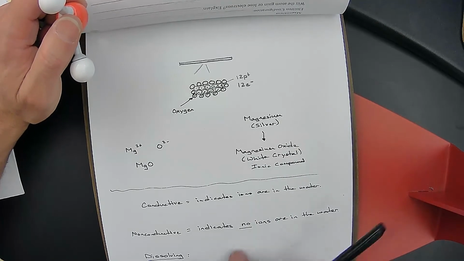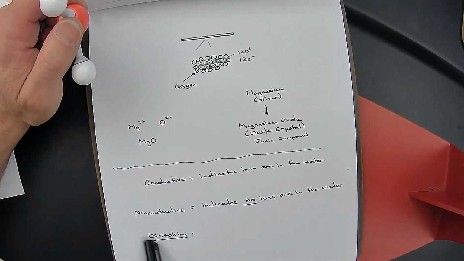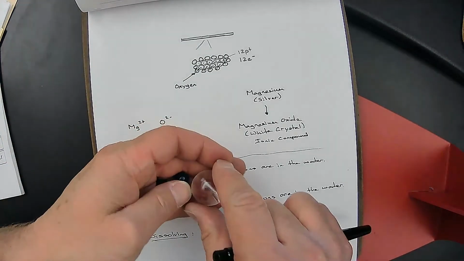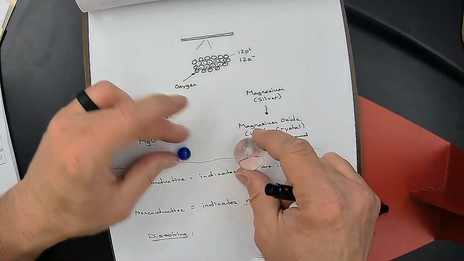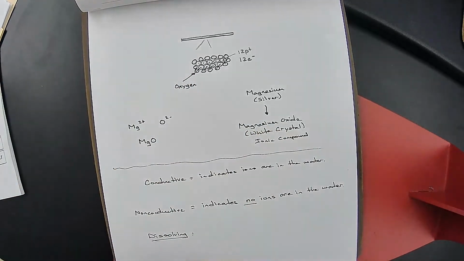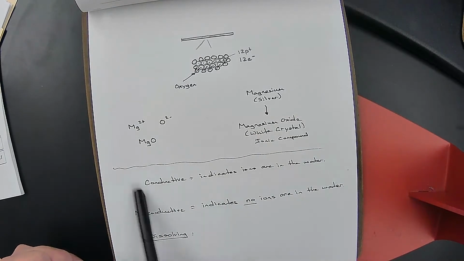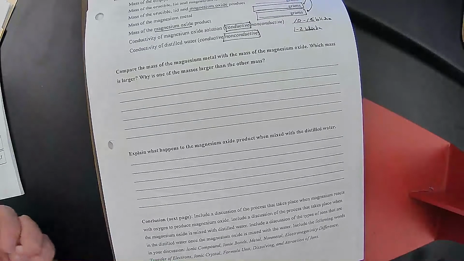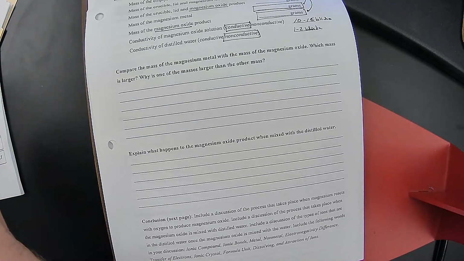When that ionic compound is placed in water, it dissolves. What does that mean? It means that it separates into its individual ions. Since there are ions inside of that water, it is conductive. So that is the second piece of answering the questions for the activity.